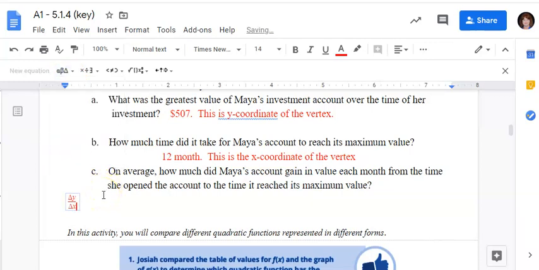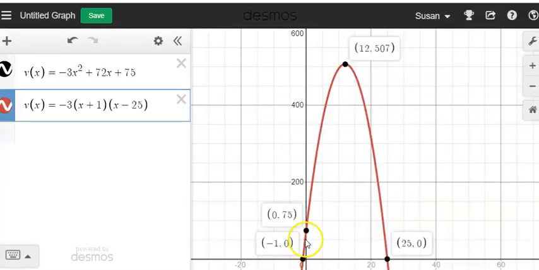Alright, so to do change in y over change in x, which is the average rate of change, I need to figure out which two ordered pairs it needs to do this. So in your Desmos calculator, if you've already done this problem, you can highlight not -10, but 0.75, because that's when she started, and then click on 12,507, because that's its maximum. These are the two ordered pairs. I don't really need the 25 zeros, so I'm going to turn that off.